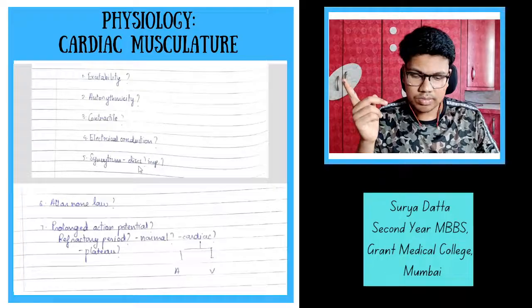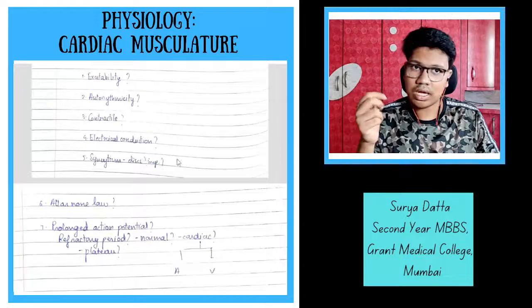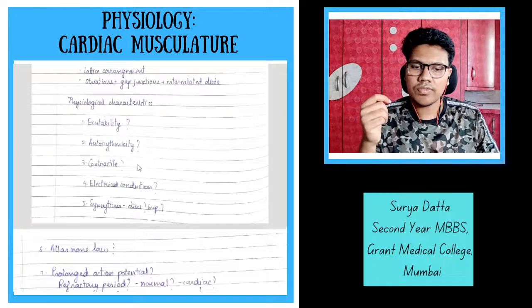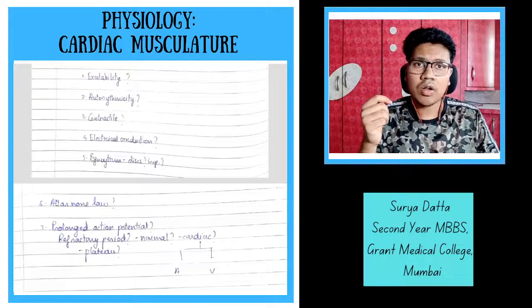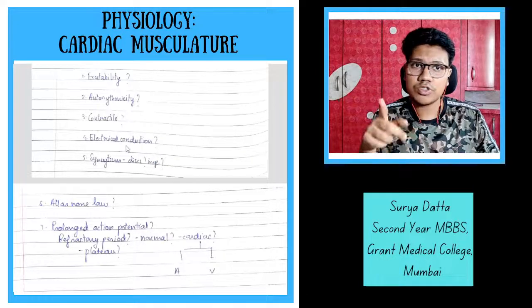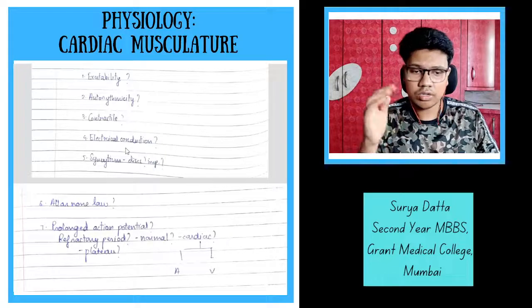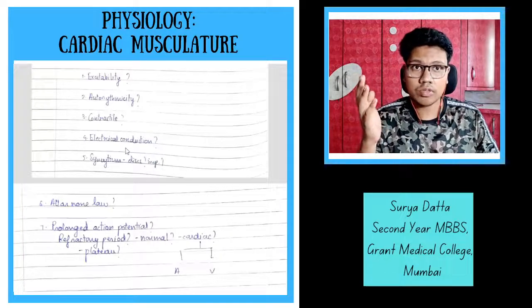Now, syncytium. We talked about syncytium already. We talked about the discs and we talked about the importance of the discs. So what you'll see is that when you're writing for the physiological characteristics, a lot of the times the answers will just come up straight, right? It's one after the other. You don't have to think about it too much.